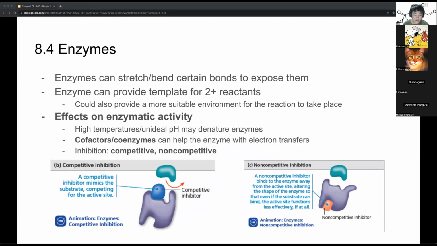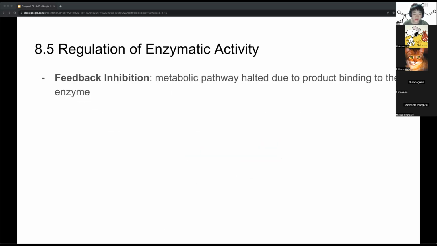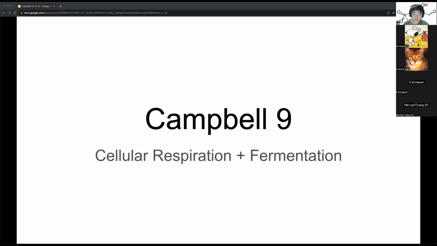Also, high temperatures and non-ideal pH will denature enzymes. And there are also cofactors and coenzymes that help the enzyme with electron transfers. As I said, allosteric regulation, and cooperativity: a substrate binds to a site on one subunit of an enzyme, and other subunits will be locked in active form. You also have feedback inhibition: the metabolic pathway is halted due to the product binding to the enzyme.